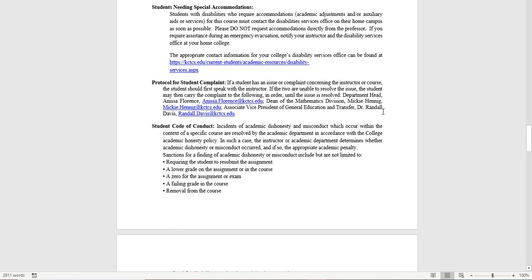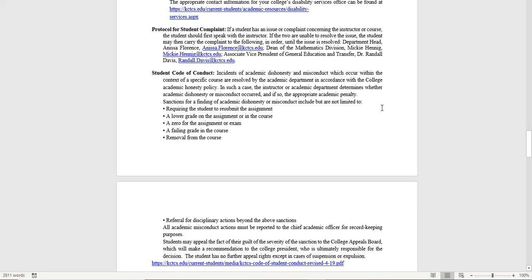If you have an issue with this course or with a grade for this course, the first action should be to discuss it with me as your instructor. If we are unable to resolve the issue, then you can carry your complaint forward to the following: the department head, Anissa Florence, followed by the Dean of Mathematics, Mickey Hennig, followed by the Associate Vice President of General Education and Transfer, Dr. Randall Davis.